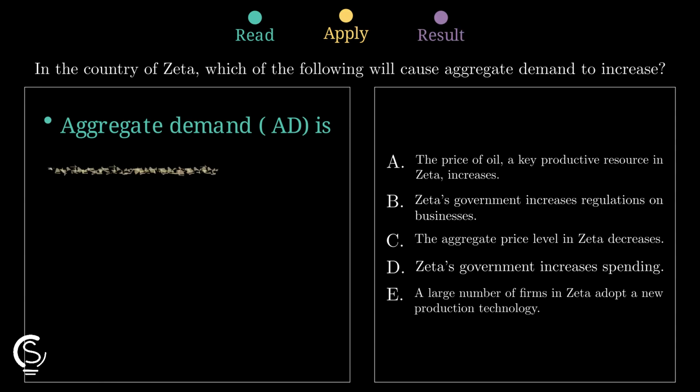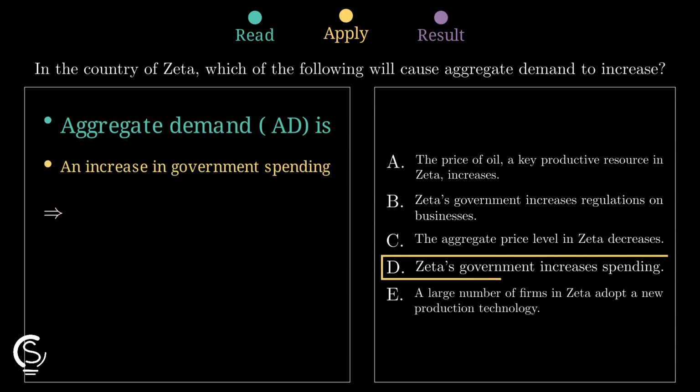Options A, B, and E affect aggregate supply, while C is a price level change that moves along demand. So option D is the only increase.